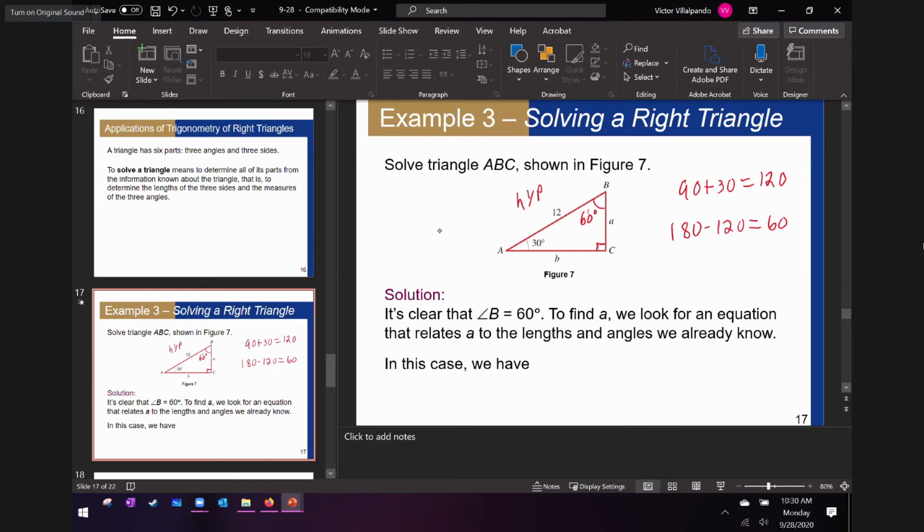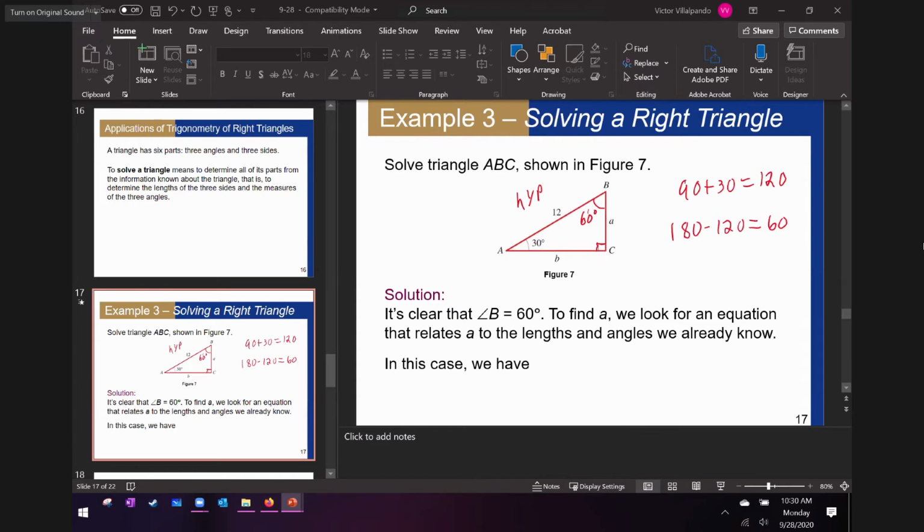So they say it's clear that angle B, again, this stands for angle C, angle D, a refresher from geometry if you don't remember. It's a notation in geometry: angle B is 60 degrees. To find A, this side, it says we look for an equation that relates A to the lengths of the angles that we already know. So in this case, what do you think we have in mind?